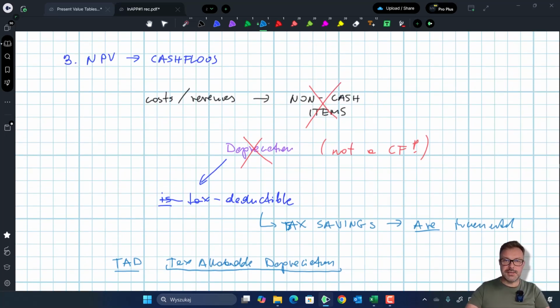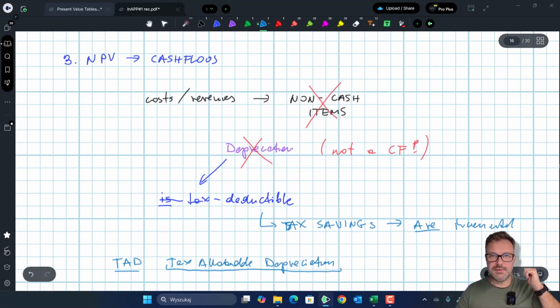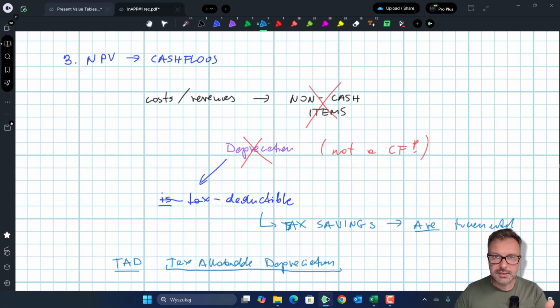So summing up, in NPV, you take into account future cash flows, you skip the sunk costs. You take into account incremental cash flows, so only the ones that will appear when the project is undertaken, and you don't take into account non-cash expenses and non-cash revenues.